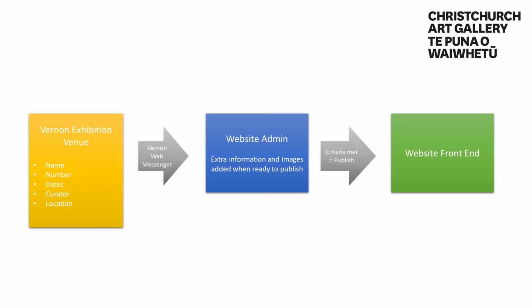Paul helped us set up an XML which has a variety of data: the name of the exhibition, the number of the exhibition, the dates, the curator, the location. That goes through the web messenger system and to the back end of our website. We don't collect information such as our shop product or our public programs, events, etc.